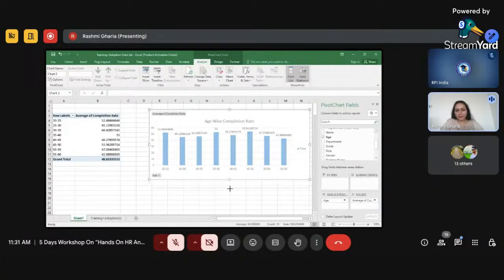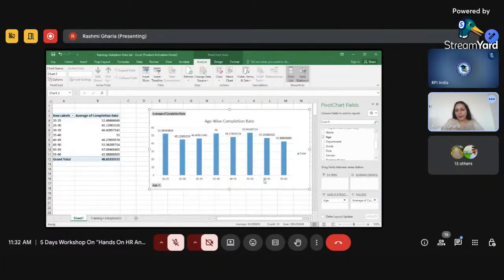So if you see here, on the x-axis we have the age range, and on the y-axis we have the rate of completion, right? For 20 to 25 years, the completion rate is 2%. 25 to 30, the completion rate is 45%. 30 to 35, the completion rate is 46%. So this way we can see the completion rate, but what can we interpret out of this chart? What insights can you draw out of it, being an L&D head?